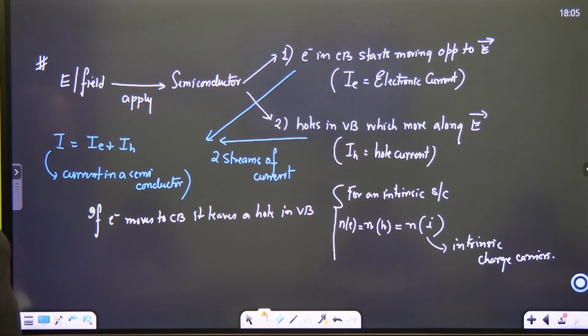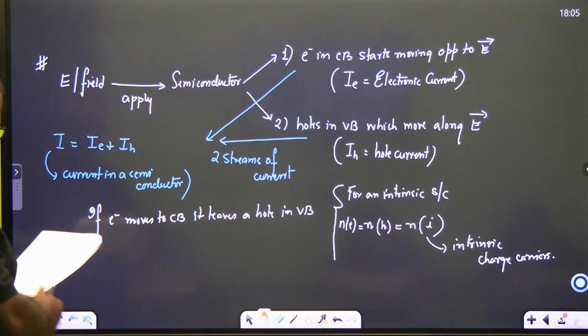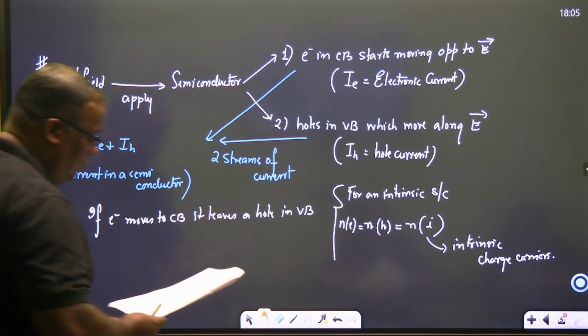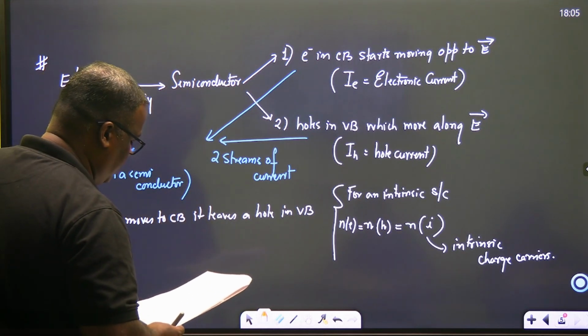And the holes will move in the direction of the electric field and constitute what is known as the hole current. So you have two streams. One is a hole current, one is electron current, and both constitute what is known as the current in the semiconductor. And if an electron is free, that means one electron free means one hole also exists. So the number of electrons will always be equal to the number of holes, and that will be equal to n_i, which we know as the intrinsic charge carriers.